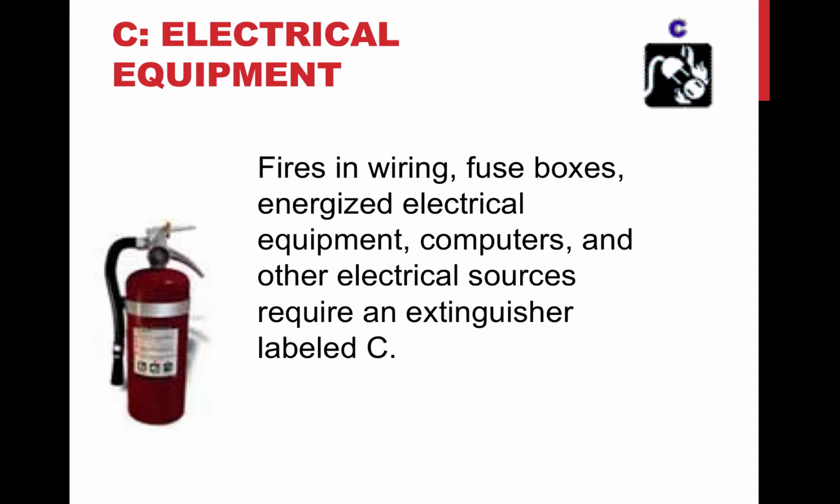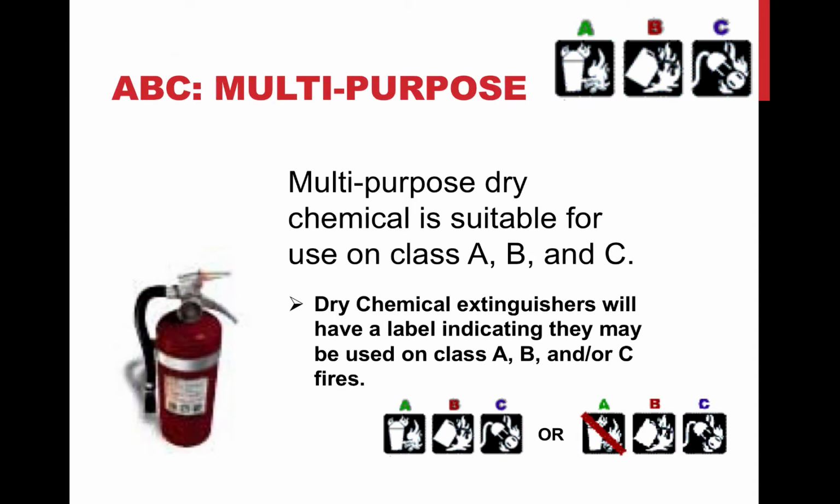Type C extinguishers are for use on electrical equipment: wiring, fuse boxes, energized electrical equipment, computers, and other electrical sources. They can only be used on Type C fires. A, B, and C extinguishers also exist. They're multi-purpose. It's a dry chemical that's suitable for use on Class A, B, and C. Dry chemical extinguishers will have a label indicating that they may be used on any class of fire.